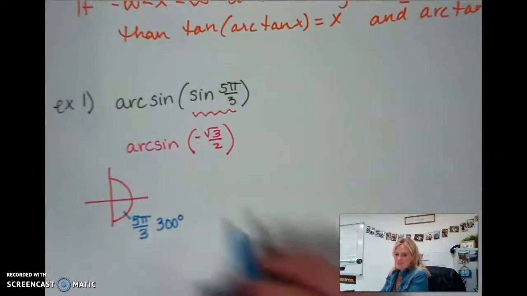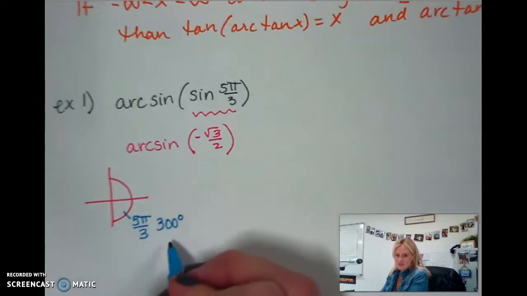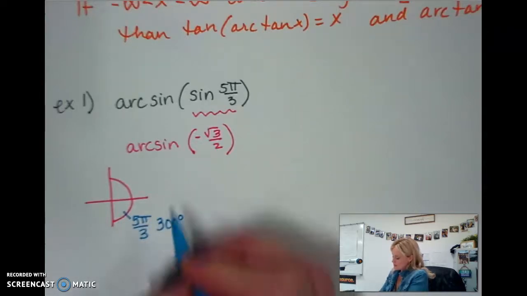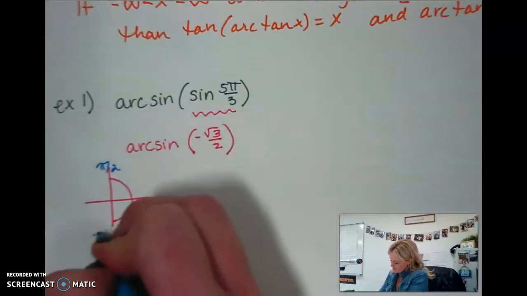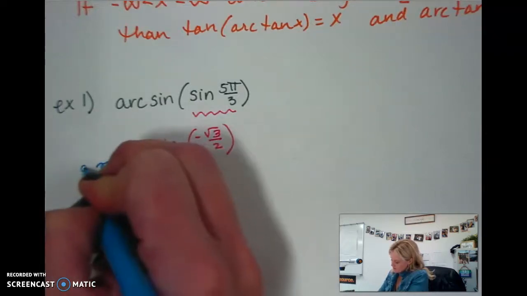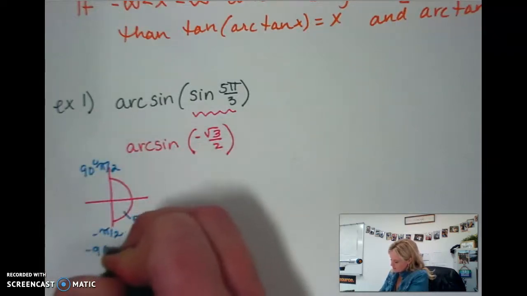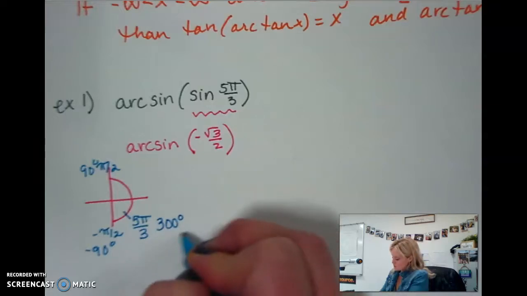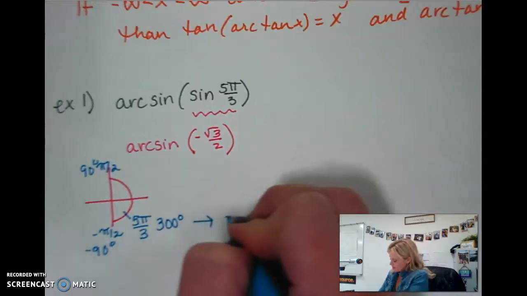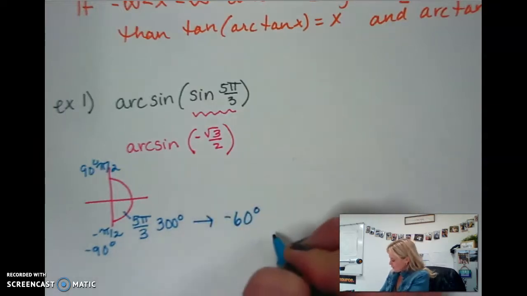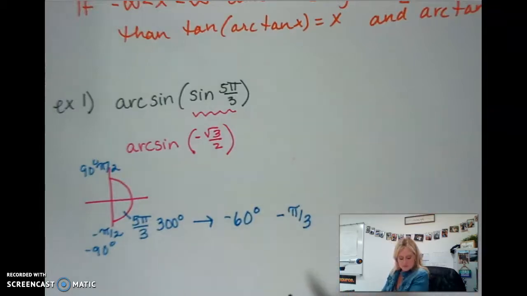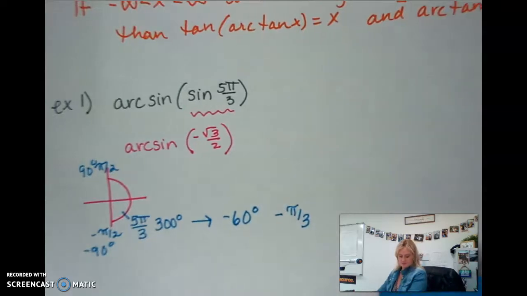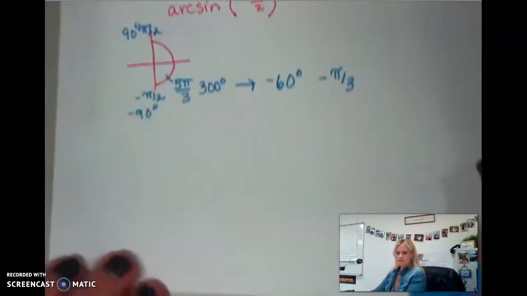The problem is we can't list this as our answer, because remember yesterday we talked about how arcsine has to be from half a pi to -half a pi, or from 90 degrees to -90 degrees. So we need to rewrite this 300 degrees as -60 degrees, or -pi over 3. They're still the same answers, they're just written differently. Okay? So let's try another one.